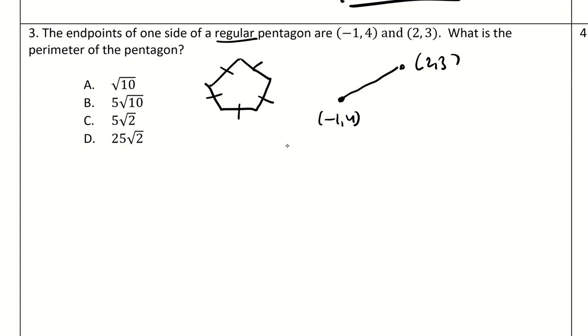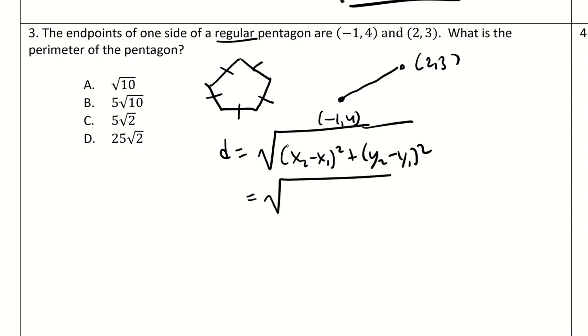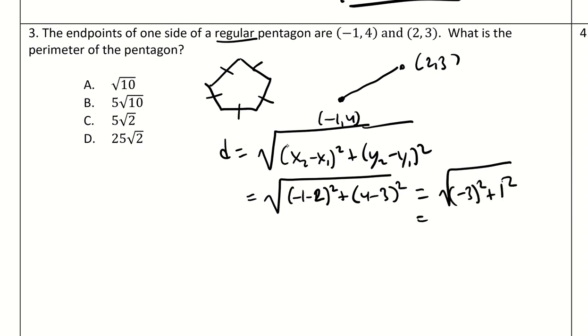Now, to get the distance of this, you got to use the distance formula, right? Which is the square root of (x2 minus x1) squared plus (y2 minus y1) squared. Okay, so just subtract the x's, subtract the y's. -1 minus 2 squared, and then 4 minus 3 squared. That's how you get the length of that. Equals square root. Now -1 minus 2 is -3. 4 minus 3 is 1. So you got to square them. So -3 squared is 9. 1 squared is 1. So we get 9 plus 1 is 10. So the length of this is square root of 10.